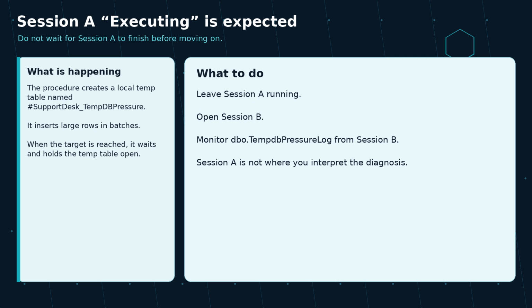Session A may continue to display executing. That is expected because the procedure is building the temporary table and, after reaching the target, deliberately waits while keeping the table alive. The diagnostic work happens in Session B, not in this window. Leave Session A running, open a new query tab, and use that second tab to monitor progress. Cancelling Session A too early removes the temporary table and ends the demonstration.